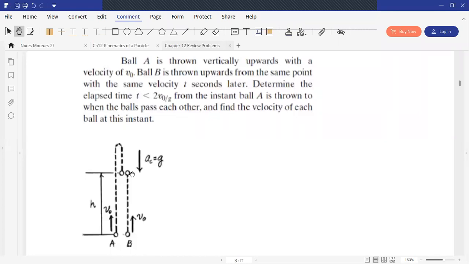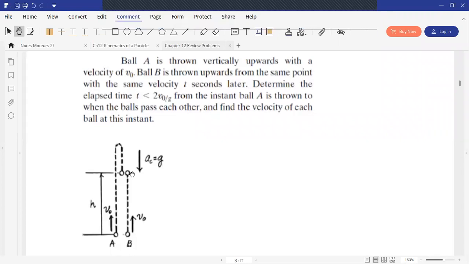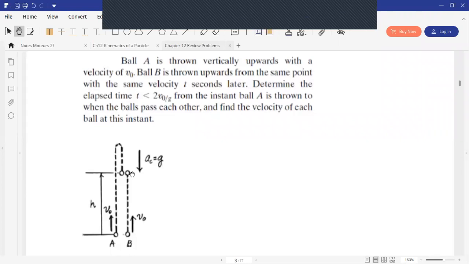Who can tell me what will be the relation between their velocities when they meet each other? They are equal and opposite. Very good. So we can verify that they will be equal and opposite. Okay. So now let's write the coordinates of each.